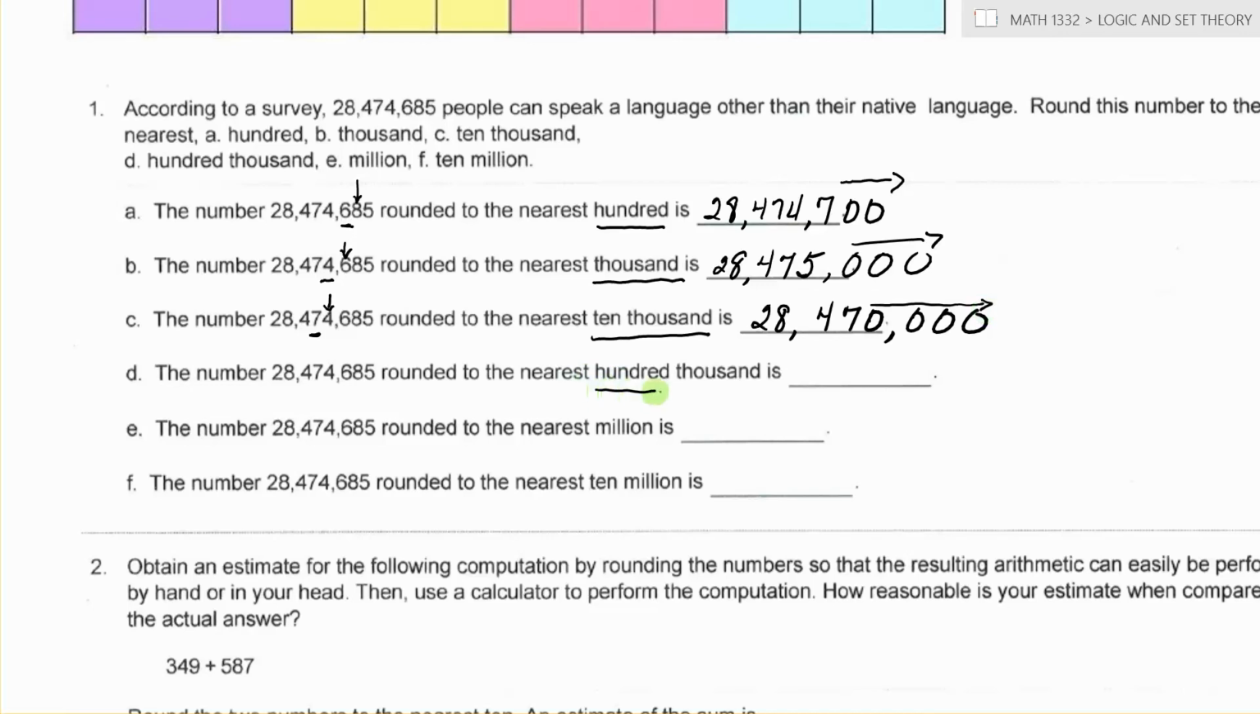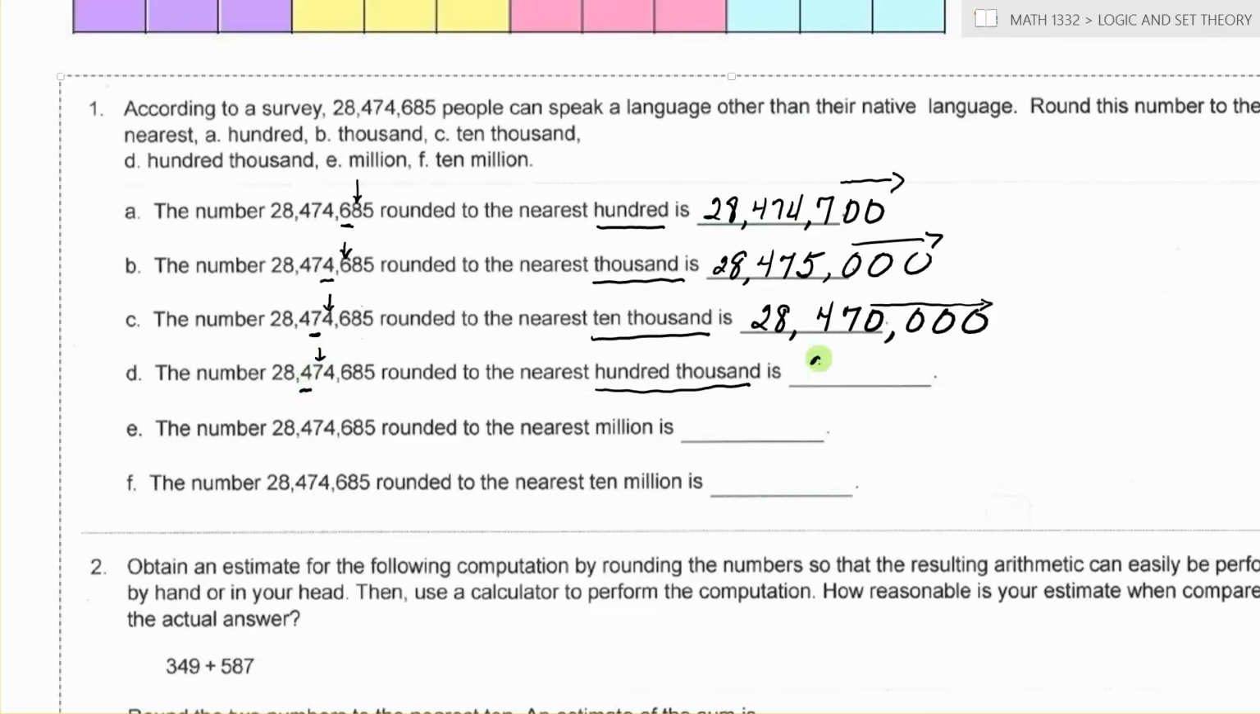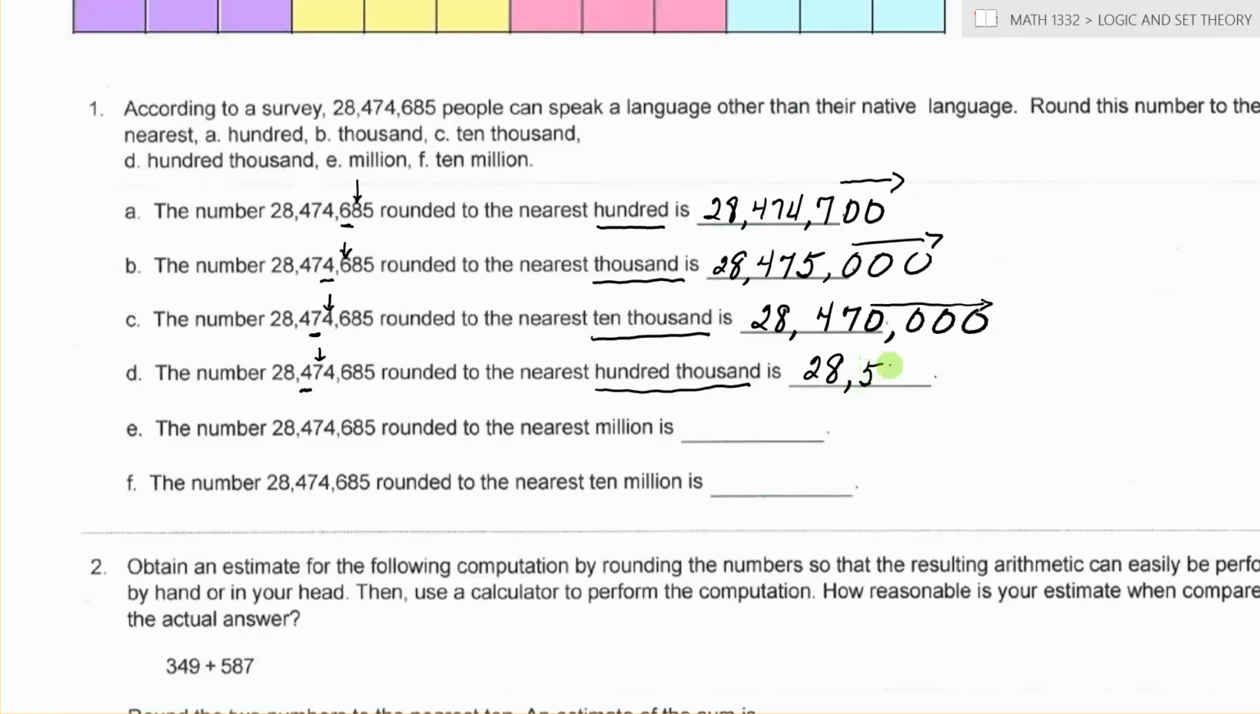Next, round to the nearest 100,000. The 100,000s place is this 4, so the 7 tells us what to do. It says to round up, so the 4 will become a 5. So it is 28,500,000. And that's it. Now those are all zeros. Next one, round to the nearest million. 8 is in the millions place. The 4 tells me to not round it up, so it is 28 million and then 6 zeros.